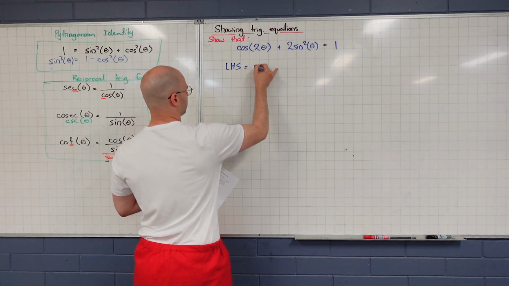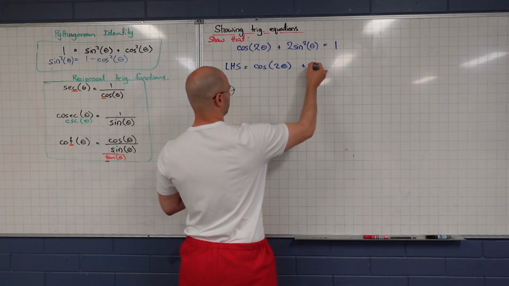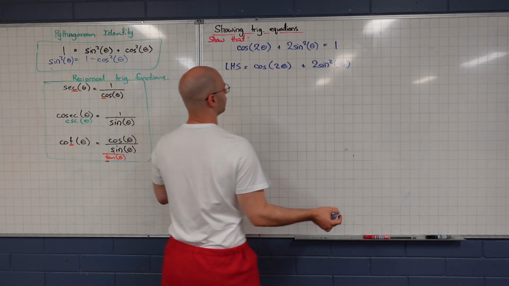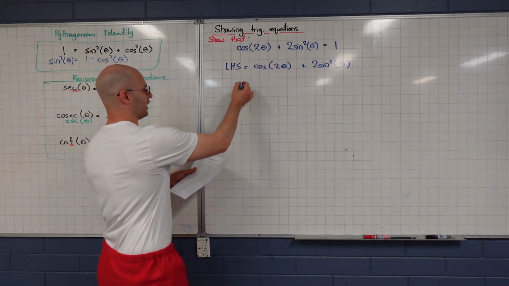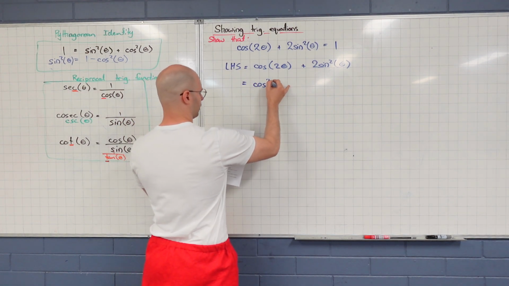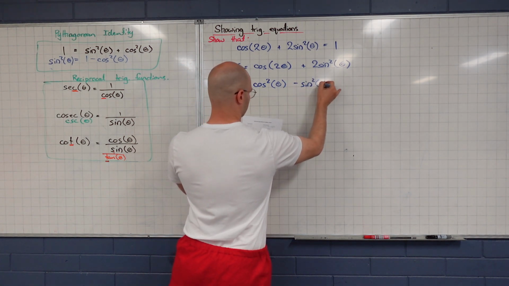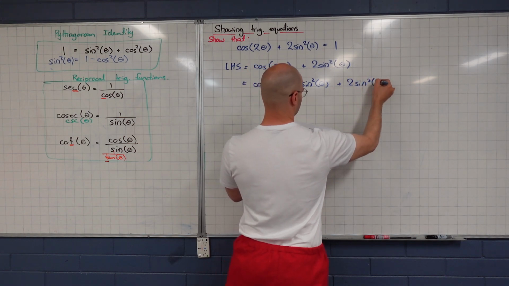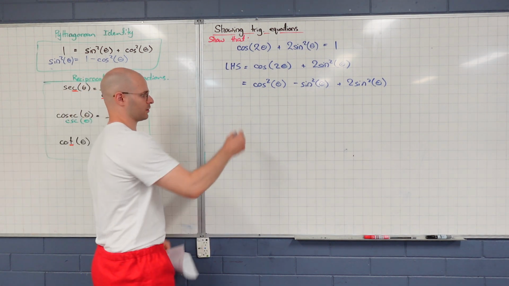So left hand side. And I'm going to try and pick the wrong one on purpose to show you how I would handle being wrong. Okay, and then let's use the first cosine one. So cos squared theta minus sine squared theta plus 2 sine squared theta. Is that cool? Okay, this one actually works.